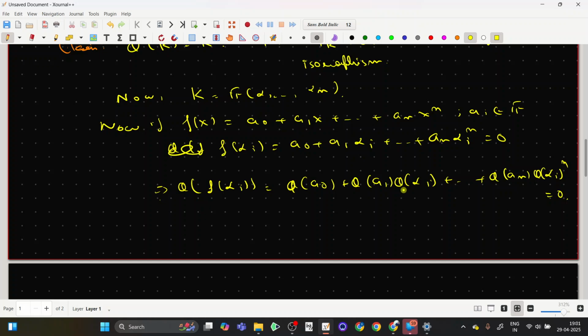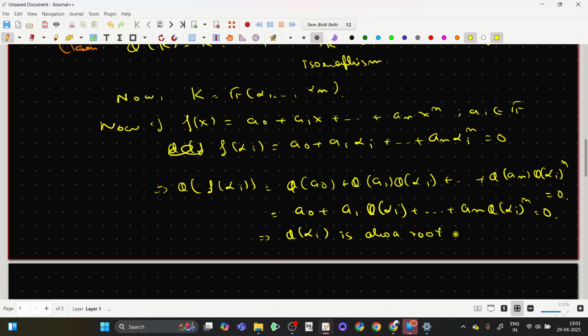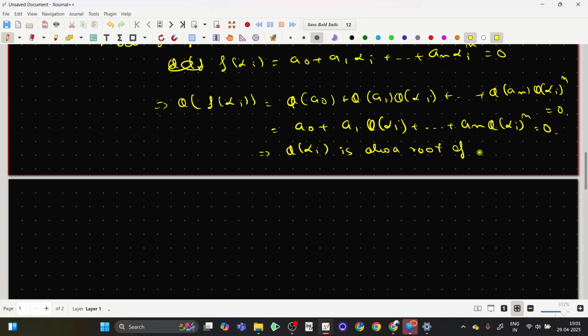But each of these ai comes from the underlying field, right? And phi restricted to the field is the identity map. So it is nothing but a naught plus a1 phi of alpha i, and so on and so forth till a n phi of alpha i to the power n equal to 0. What does this prove? This proves that phi of alpha i is also a root of f, and it is in L prime. Why? Because phi maps L to L prime. Getting my point, right? Is it clear for everyone? So phi of alpha i is a root in L prime, right?